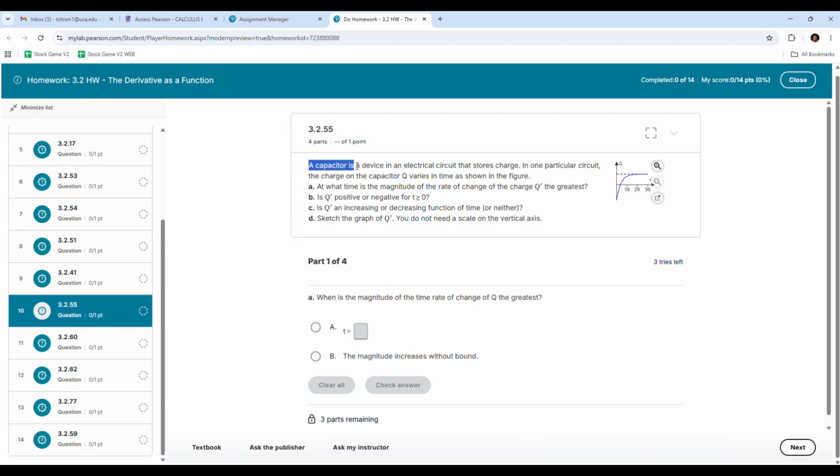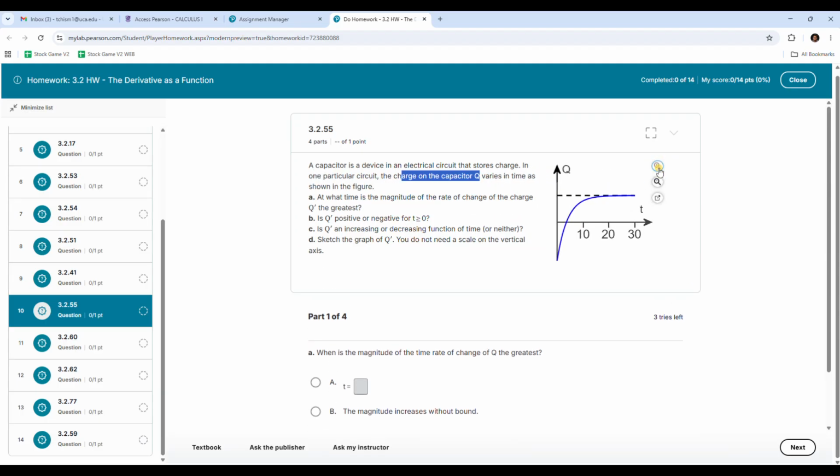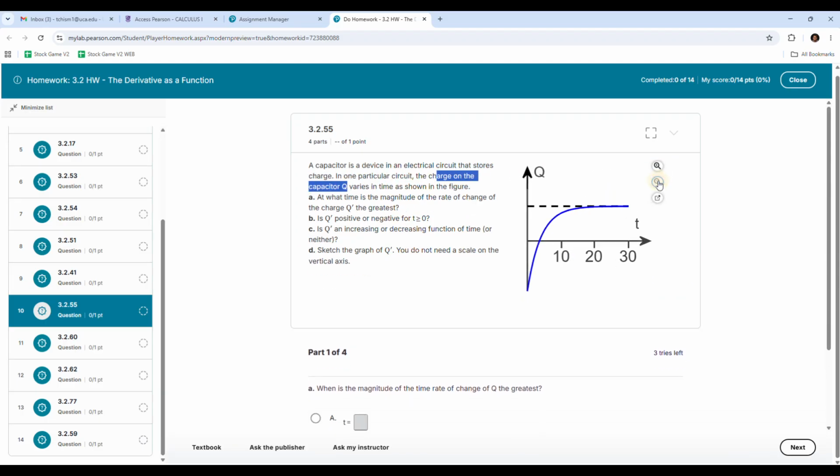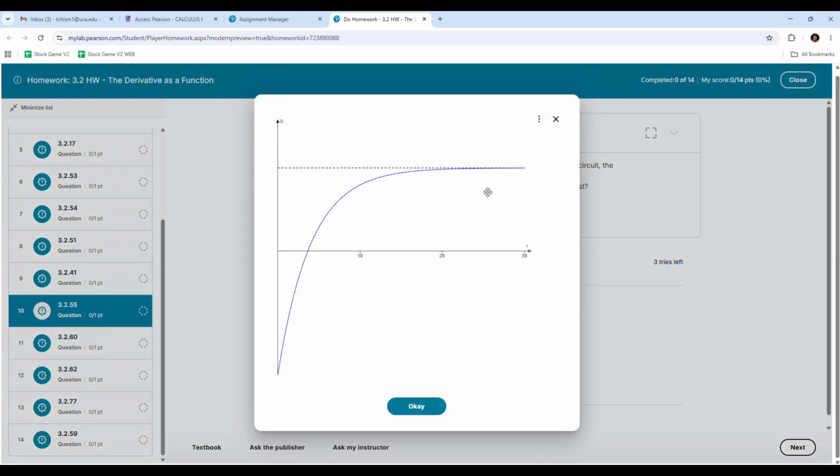A capacitor is a large device in an electrical circuit that stores charge. In one particular unit, the charge on the capacitor Q varies in time. And here's my hint. Anytime you're going to look at a graph, don't hit the make larger, although I will say that's not that bad. I prefer to hit this little pop out. I think that's just the best graph you're going to get.